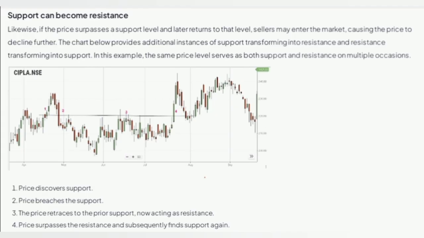Support can become resistance. Likewise, if the price surpasses a support level and later returns to that level, sellers may enter the market, causing the price to decline further. The chart below provides additional instances of support transforming into resistance and resistance transforming into support. In this example, the same price level serves as both support and resistance on multiple occasions. Price discovers support. Price breaches the support. The price retraces to the prior support, now acting as resistance. Price surpasses the resistance and subsequently finds support again.